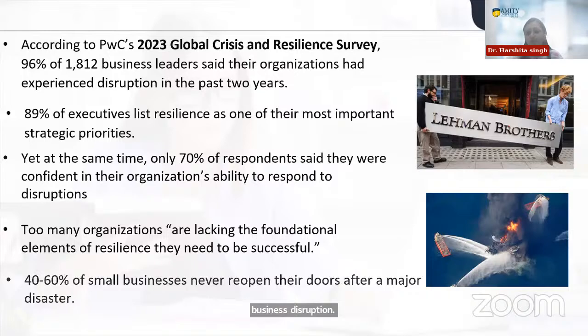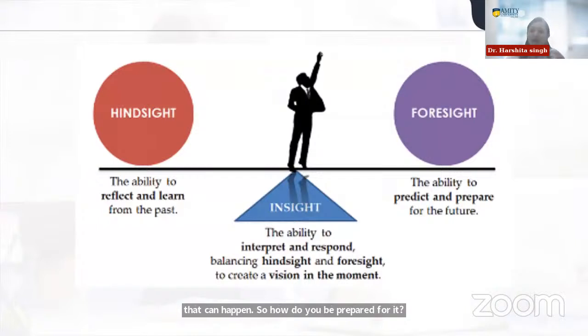So, how do you be prepared for it? And why do you need to be prepared for it? So, the why part is, in management, we talk about three things: hindsight, insight, and foresight. Hindsight is your ability to reflect and learn from the past. As human beings or even as organizations, we all have that ability. We learn by doing, we learn from our mistakes, and we continue doing our business.